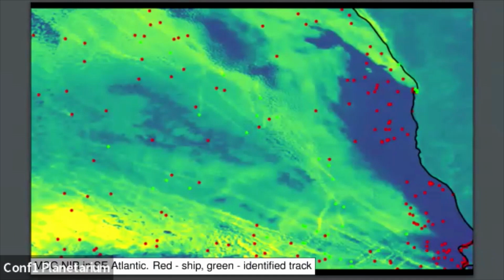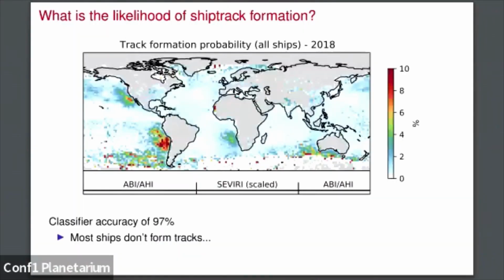Now, this image here is from Meteosat, showing again where you can see these dots, there are ships. The red dots are ships that are not forming a track, and the green ones are the ones that we've identified as a ship forming a track. It's not perfect, but it does a pretty good job of identifying these cases where the ship is actually modifying the cloud in a way that we can see. And we can then use that to map where clouds are sensitive across the Earth and test the accuracy of our classifier as well.